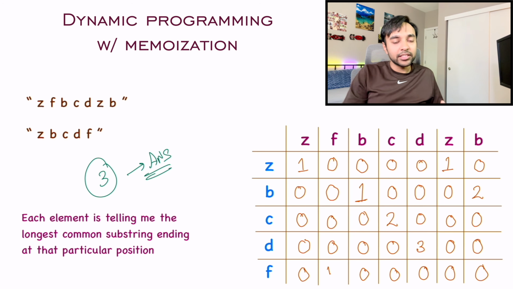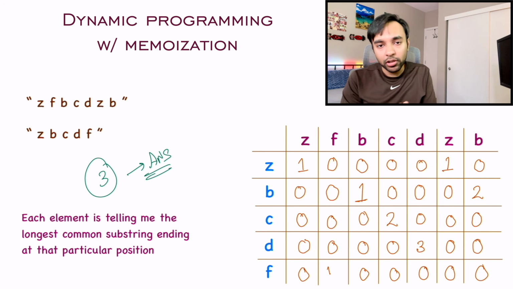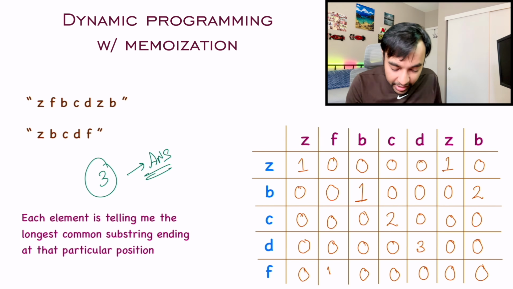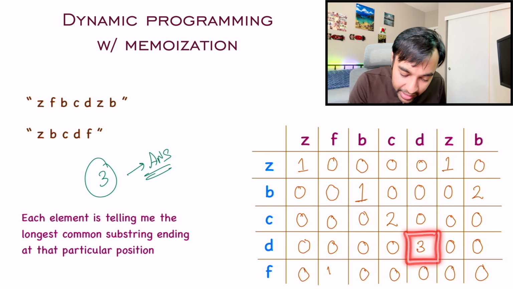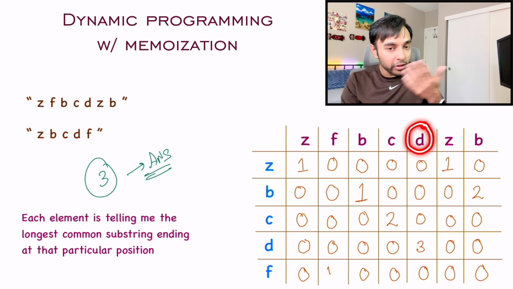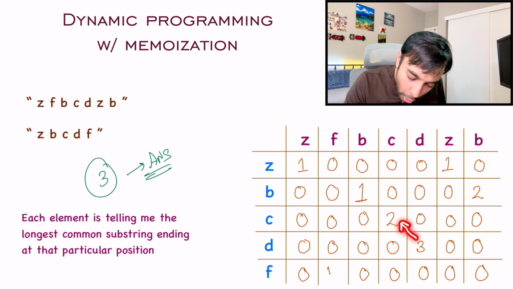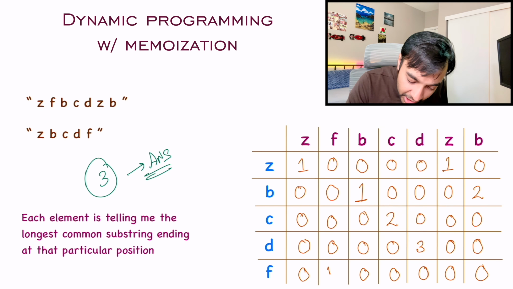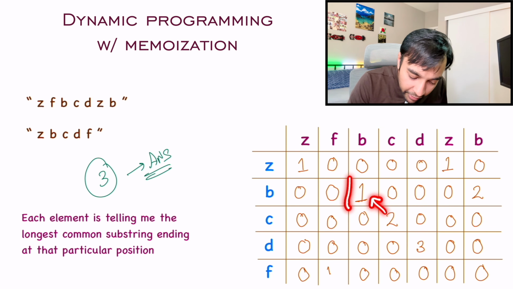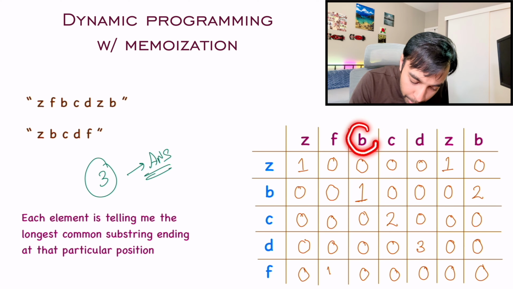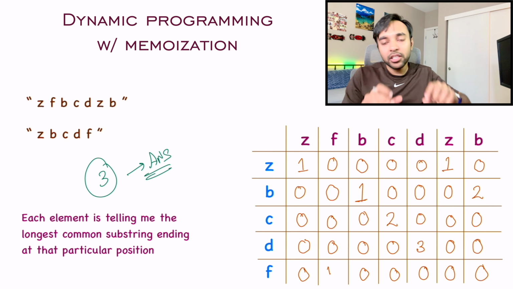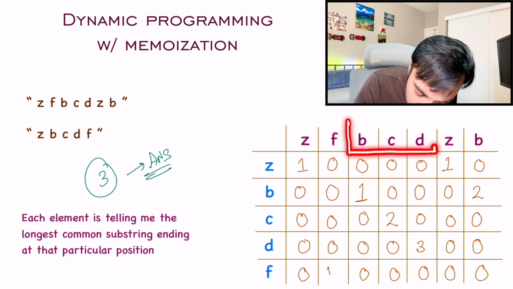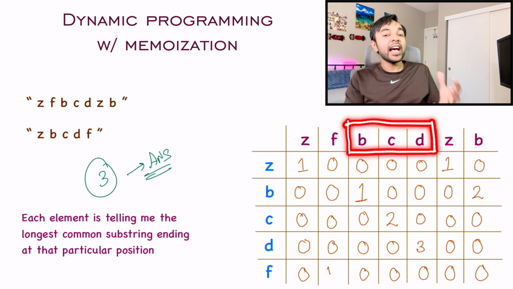Now, if someone asks you, okay, what is the actual longest common substring? For that, you will start off with the largest element, that is 3, correct? And this will give you the character D. For the previous character, just go diagonally opposite. You get the value 2 and you get the character C. Once again, go diagonally opposite and you get the value 1 and you get the character B. And as you get a 1, just stop over there. So, if someone asks you what is the longest common substring, that will be BCD and that is how you derive it.